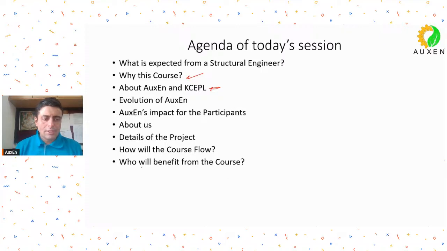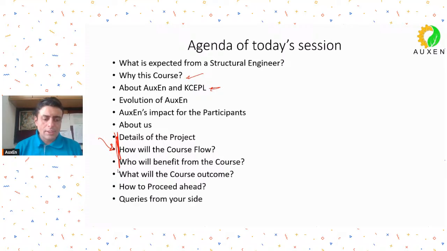So, our evolution over the past 2 to 3 years, a few things about us. Then, from here, we will start discussing the details of our project. Which project? The project that we are going to cover in this course. How will the course flow? Who will benefit from the course? What is the expected outcome from the course, how to proceed ahead, and then in the end we will take your queries.